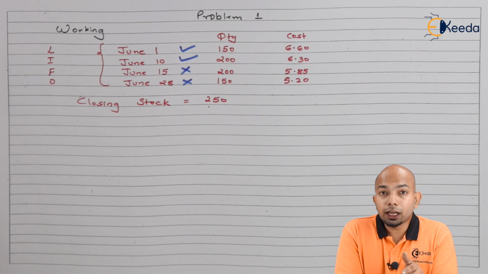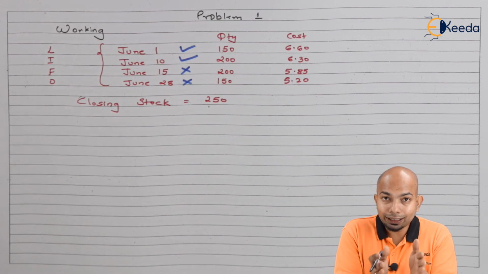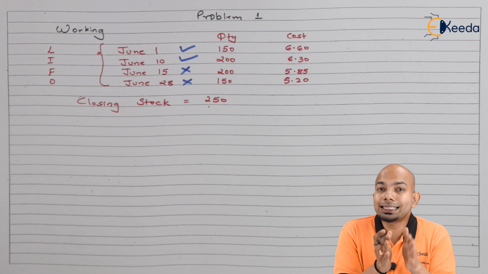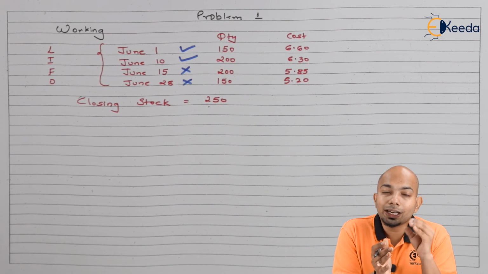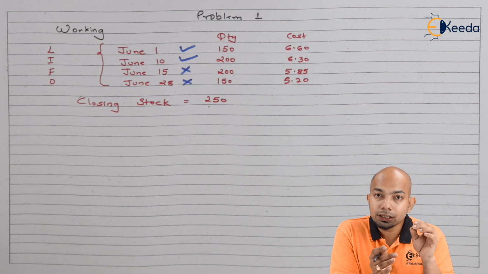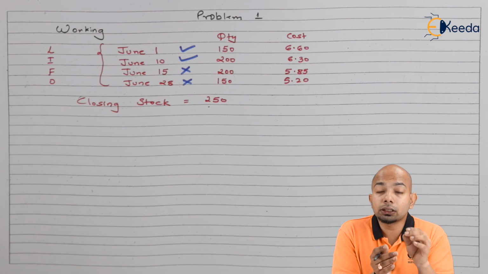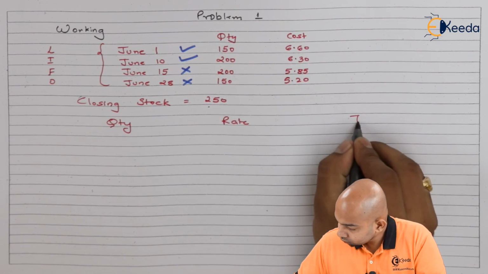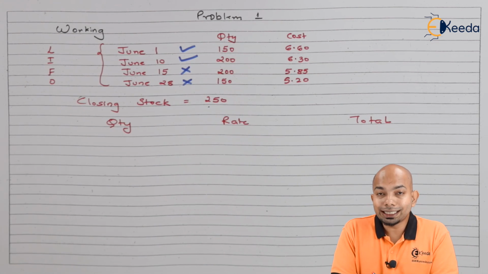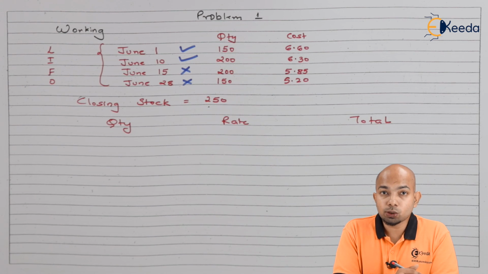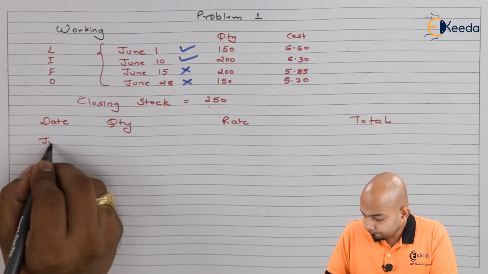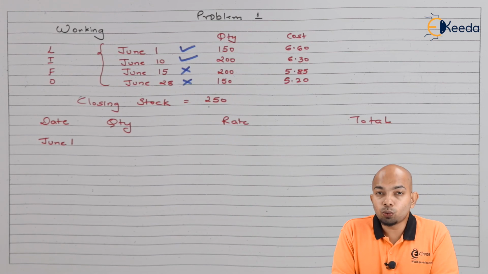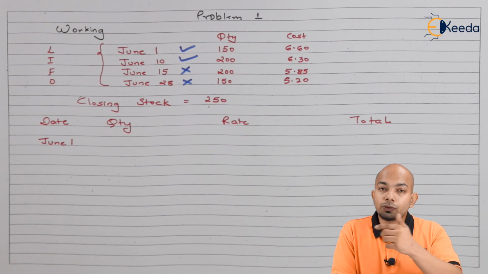Now if you have to figure out the cost of inventory that is left with us, we'll have to take June 1 and June 10, because 250 units is equivalent to the first two purchases. So we mention quantity, rate, and total amount. On the left hand side, we'll mention the date as well. The first date will be June 1 because the last in first out method is used. Had it been first in first out, June 1 and June 10 would have gone out.